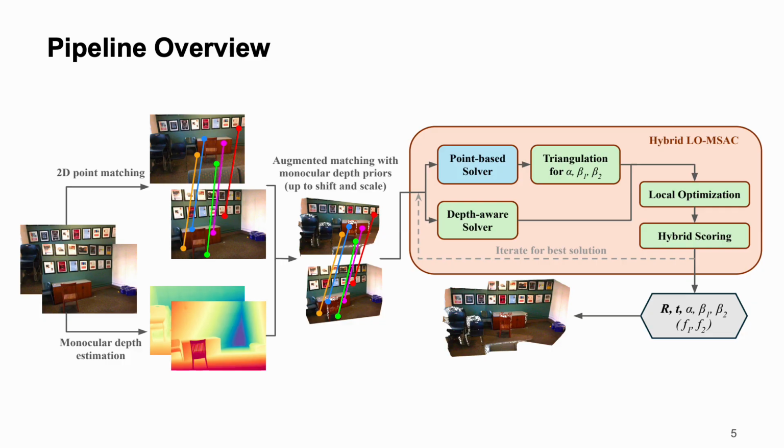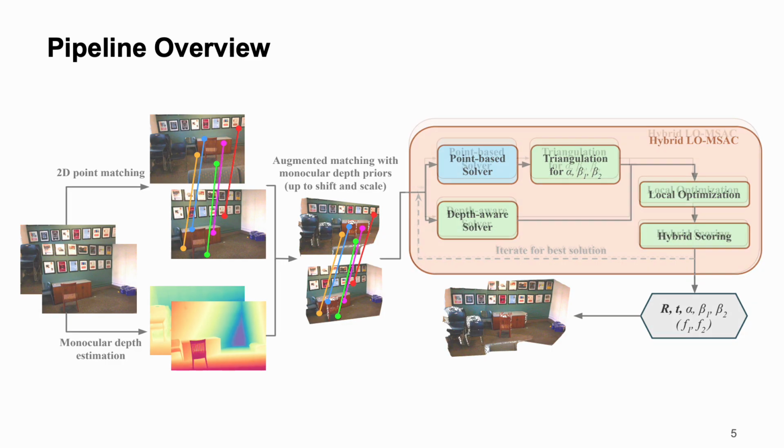Here is an overview of our pipeline. The 2D point matchings and the corresponding depths, by looking up the predicted depth maps, are fed into the core hybrid RANSAC module, which combines our proposed depth-aware solvers with classic point-based solvers, and uses hybrid scoring of depth-induced error together with classic epipolar error.